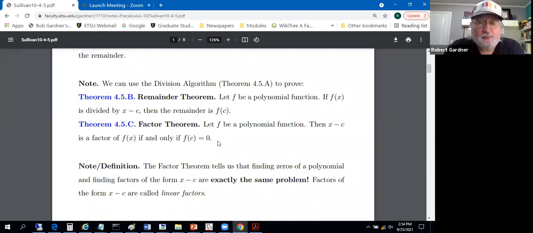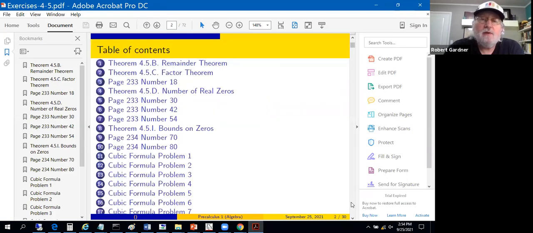So before we look at the proofs, a quick comment about the factor theorem. This tells us finding zeros of polynomial functions and finding factors of this form, they're called linear factors, this is the exact same problem. Finding zeros and finding linear factors, same problem. Factor theorem tells you that. So let's look at proofs of these.